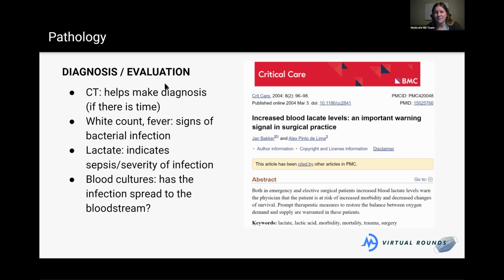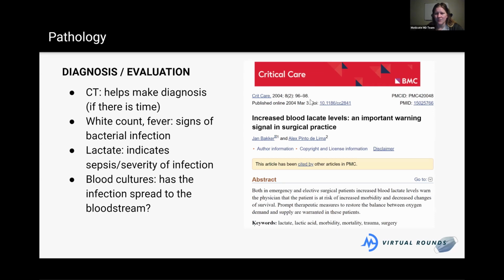Other supporting things for your diagnosis can be their white count. That can show that there's a sign of infection. Obviously, lactate we talked about, that's going to be more of an indication for the severity of your infection, if you are actually septic or not. And then blood cultures as well, so that you can see if the infection has spread to the bloodstream. We already talked about most of these.